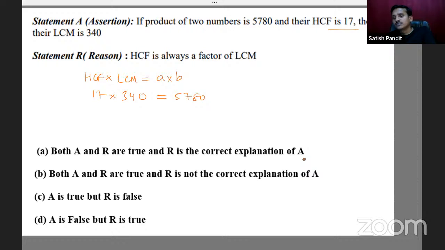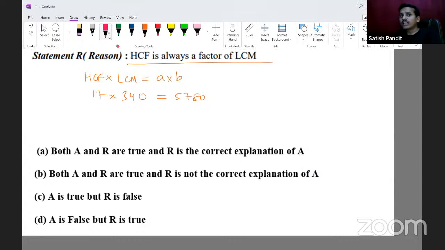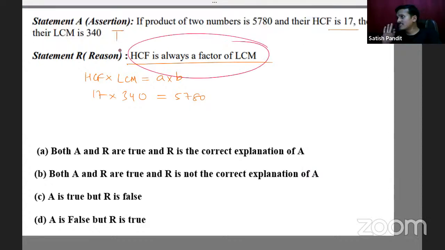I'll do it. So if you multiply 17 into 340, I'm getting yes. That means this is true. HCF is always a factor of LCM. Now see, you can understand this result in a lot of ways. I'll explain one way. I'll give one example to make you understand. Now, you know what is the meaning of factor? Factor means exact divisors. So HCF is an exact divisor of LCM. HCF is always a factor of LCM means HCF is going to be the exact divisor of LCM.